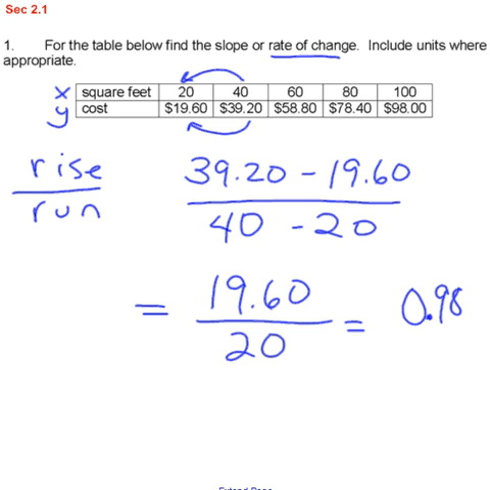And then remember, we were asked to include units where appropriate. Well, they are appropriate here because we have units right here and right here. So the things on top were dollars, and the thing on the bottom was square feet. So this 0.98 is dollars per square foot.